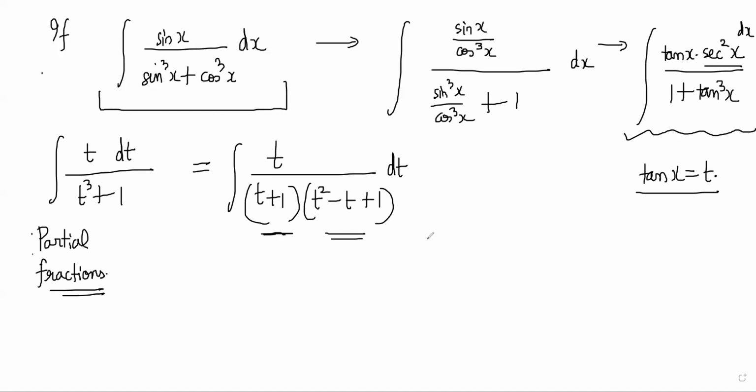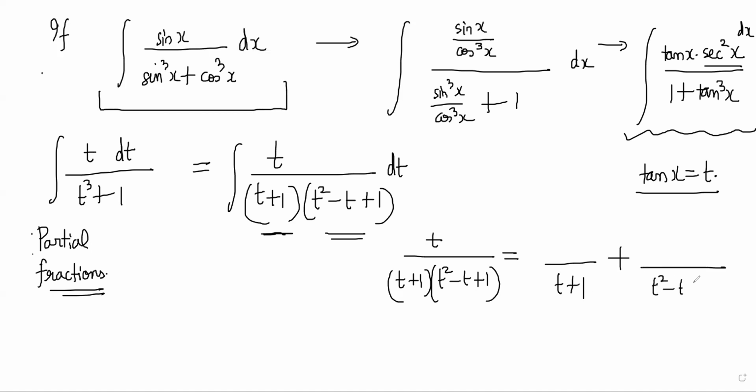So I want to say that t by t plus 1 multiplied by t square minus t plus 1 should be something by t plus 1 plus something by t square minus t plus 1, right?